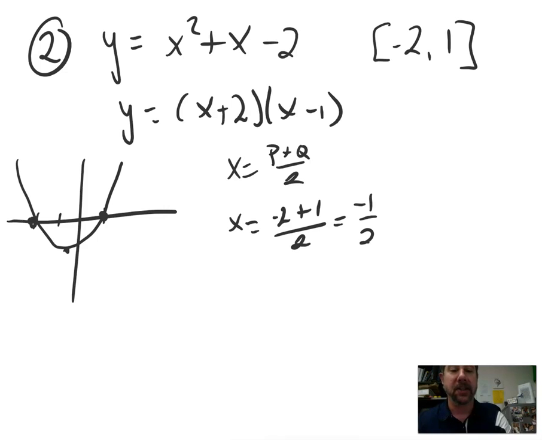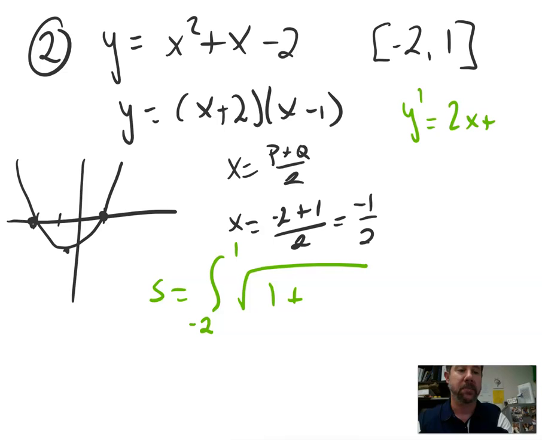To find the length of the curve, again, s equals the integral from -2 to 1 of the square root of 1 plus the derivative squared. So I need to find y prime. y prime is 2x plus 1. So this is (2x plus 1) squared dx, and that's how I'm going to set this up.